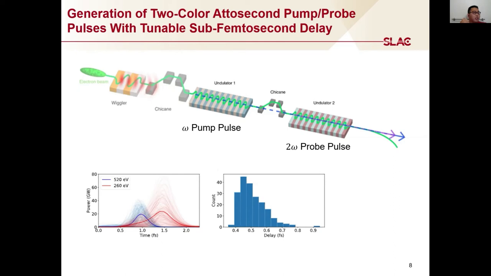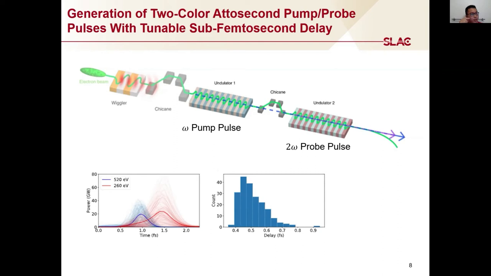Sub-femtosecond delay can be achieved in the split undulator mode of ESASE by setting the probe pulse as the harmonic of the pump pulse. So a sub-femtosecond omega pulse can be generated by lasing the ESASE beam in the first undulator. After a magnetic chicane, attosecond 2-omega probe pulses are produced by re-amplifying the electron beam microbunching created by the pump pulse. As a result of harmonic amplification, it only takes one undulator to amplify the power of the probe pulse to the 1 gigawatt level or even 10 gigawatt level. The minimum delay between the pulses can be shorter than 0.5 femtosecond.